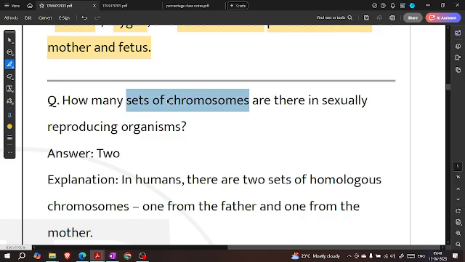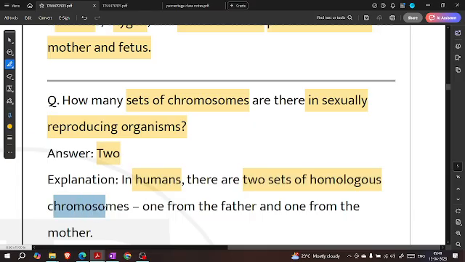How many sets of chromosomes are there in a sexually reproducing organism? Two. In humans, there are two sets of homologous chromosomes, one from the father and one from the mother.